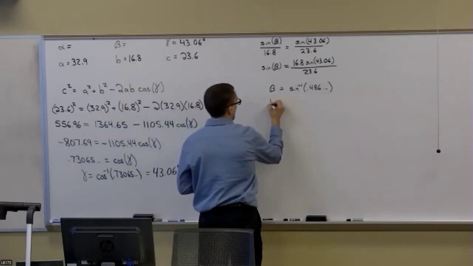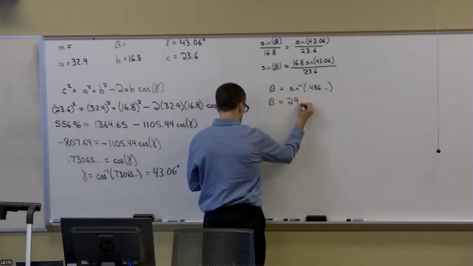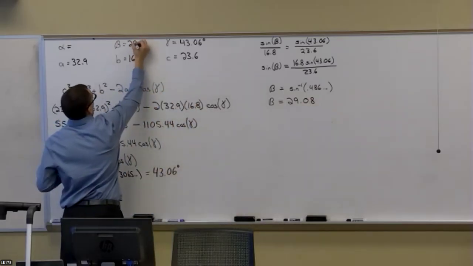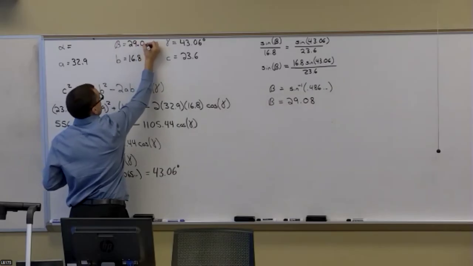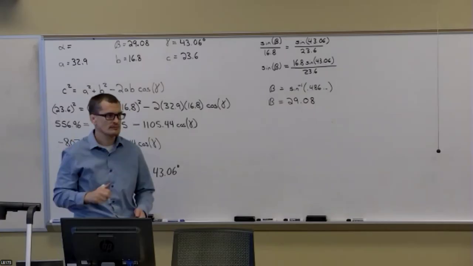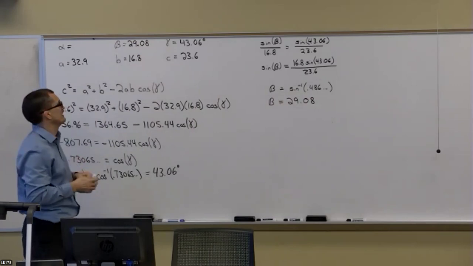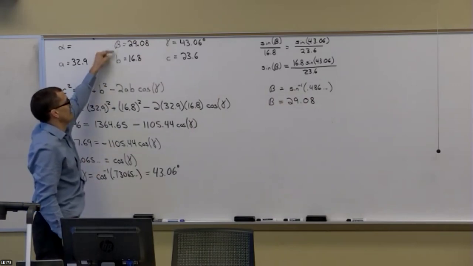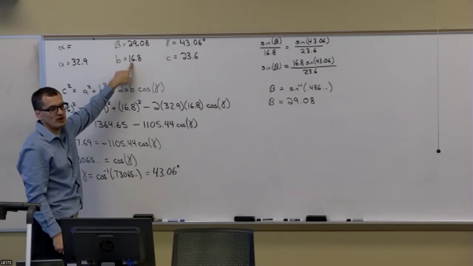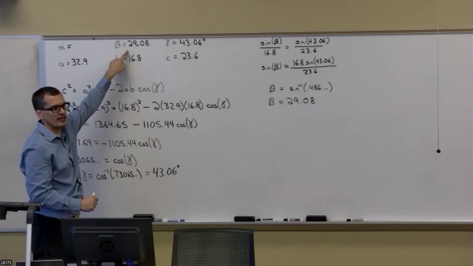I got that beta would have to be 29.08. By the way, once again, I don't have to check the supplementary angle here for two reasons. The obvious reason is I know beta is not my largest angle because it's associated with a smaller side opposite it. So it can't be over 90 degrees.